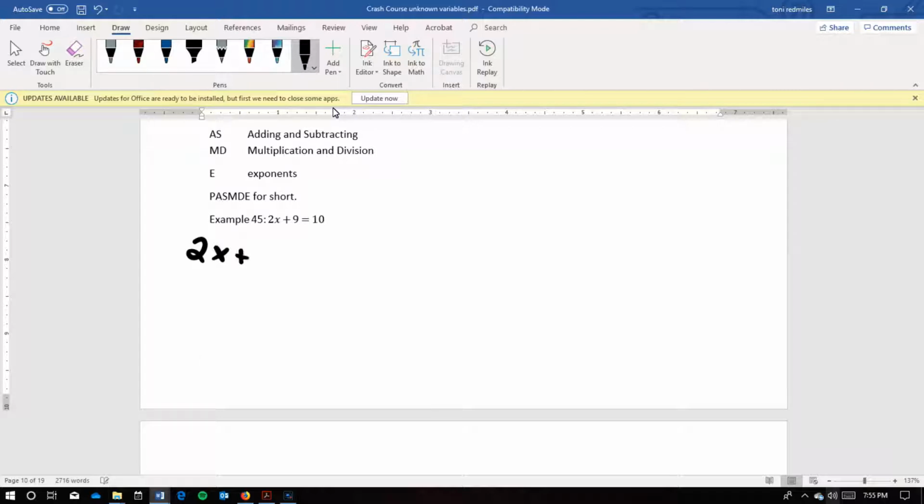Okay, so remember the first thing I'm looking for is adding and subtracting. I have an adding right here. The 9 is being added to the x, okay? The 2 is being multiplied to the x. So I have a 9 being added, a 2 being multiplied, so I know I'm going to subtract and divide to solve this. Okay, so plus 9 minus 9 equals 10. Got to do it to the other side. Got to be fair and equal. So I have 2x equals 1, okay?